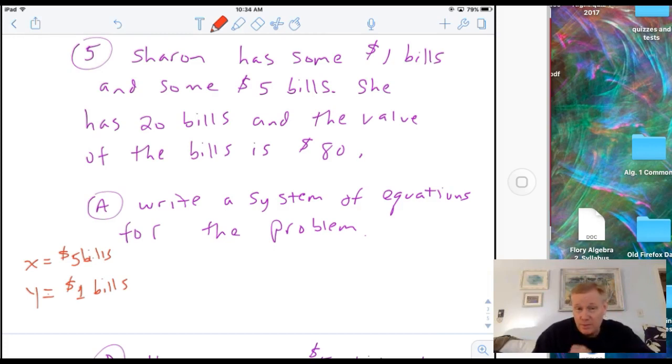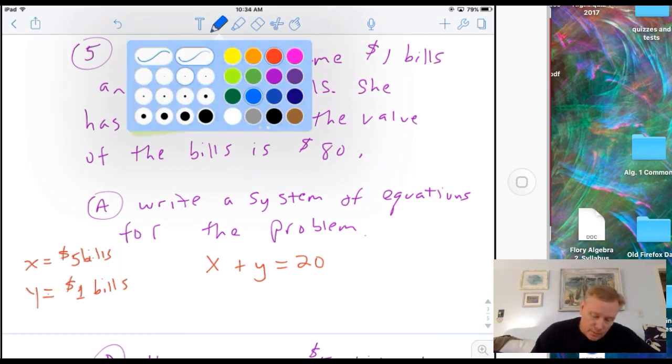So this has two equations. There's the easy one and a hard one. The easy one has to do with how many bills she has, which in this case is 20 bills. That means if I take the number of $5 bills and add the number of $1 bills, that will equal 20. The harder of the two equations has to do with the value of the money.